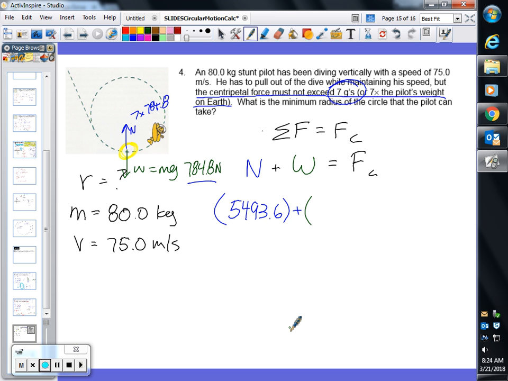What path are we following here? A circle. So what's positive and what's negative when we talk about the circle? Towards the center is positive, away from the center is negative. Which way does this gravitational weight force point? Away from the center. So in this case here, this is going to be negative 784.8. Okay?